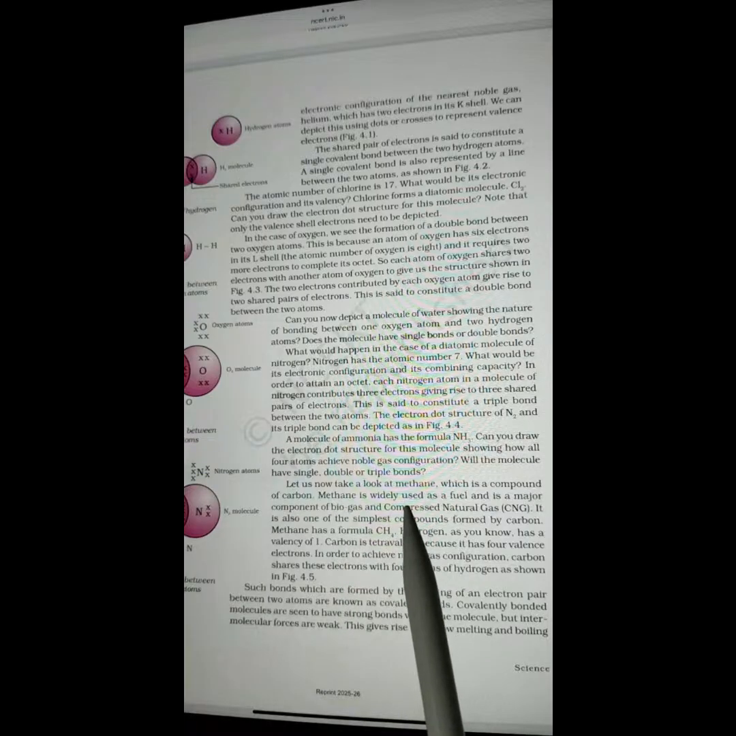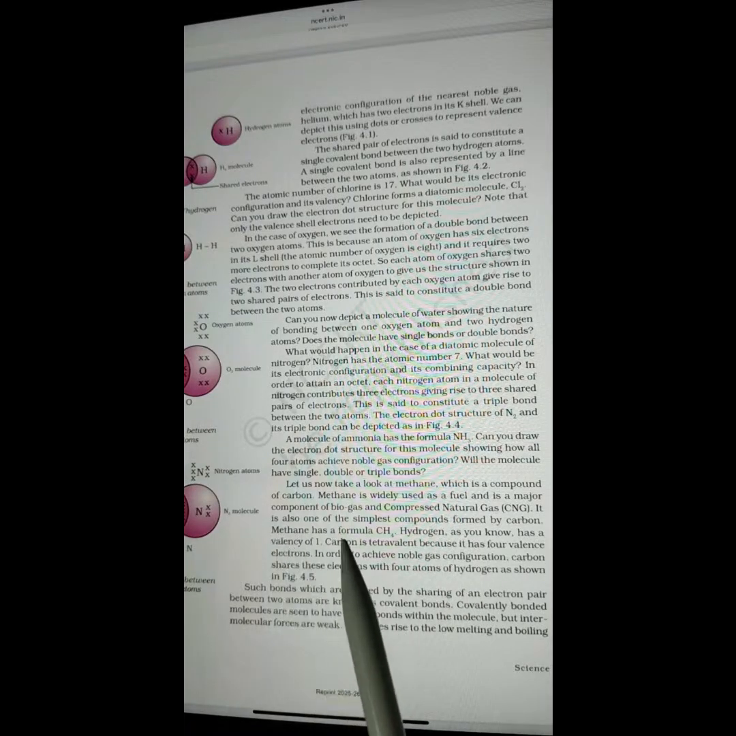Let us now take a look at methane, which is a compound of carbon. Methane is a widely used fuel and is a common component of biogas and compressed natural gas, CNG. It is also one of the simplest compounds formed by carbon. Methane has the formula CH4. Hydrogen, as you know, has a valency of 1. Carbon is tetravalent because it has 4 valence electrons. In order to achieve noble gas configuration, carbon shares these electrons with 4 atoms of hydrogen as shown in figure 4.5. Such bonds, which are formed by the sharing of an electron pair between two atoms, are known as covalent bonds.